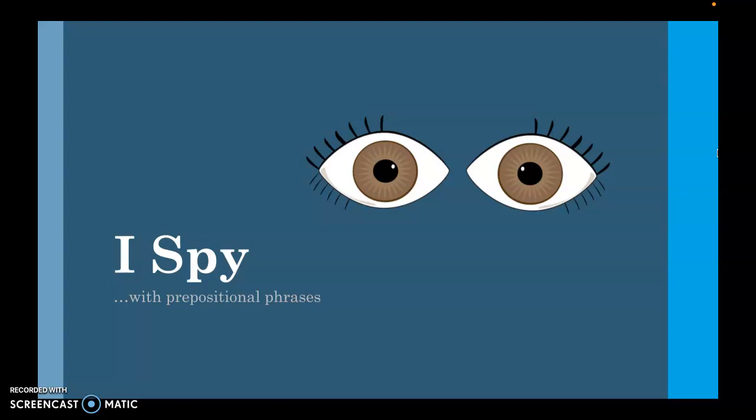Today we are going to talk about prepositional phrases. I spy with prepositional phrases.